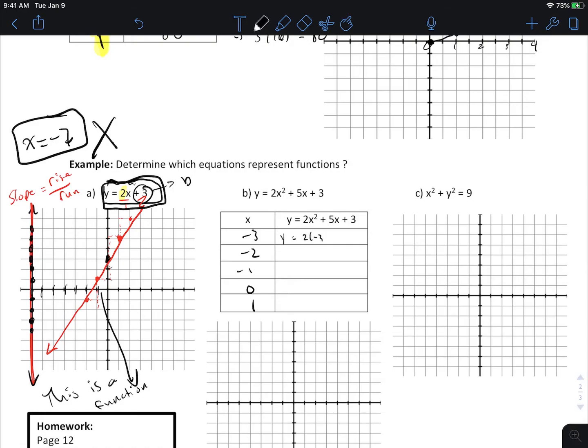So it's 2 times negative 3 squared plus 5 times negative 3 plus negative 3, okay? That's going to equal, or it should equal, and you guys can check this for sure, 6. And the rest of these, I'm just going to do the same thing, but they're going to come out to be 1, 0, 3, and 10.